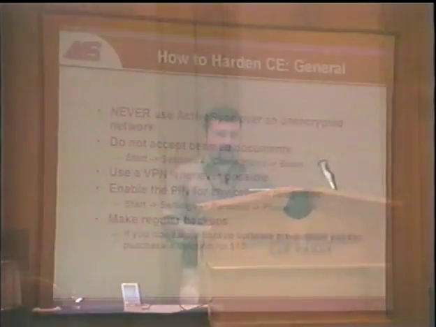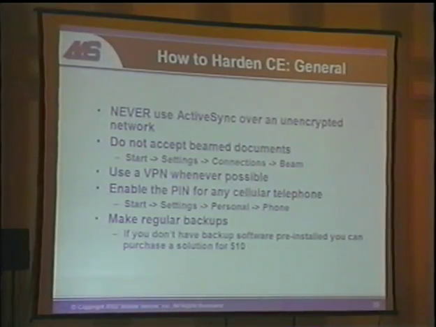Getting down to the details, the primary recommendation: don't ever run ActiveSync or don't ever synchronize your device with your desktop over the internet. We've already discussed the reasons why. I won't go into it again. For Pocket PC 2002, you want to disable the automatic receives of beamed documents. You do that by clicking on the Start menu, then you go into Settings, Connections, and the Beam option. There's one simple checkbox. It's the easiest thing you'll ever do. It'll probably do the most to enhance the security of your device.